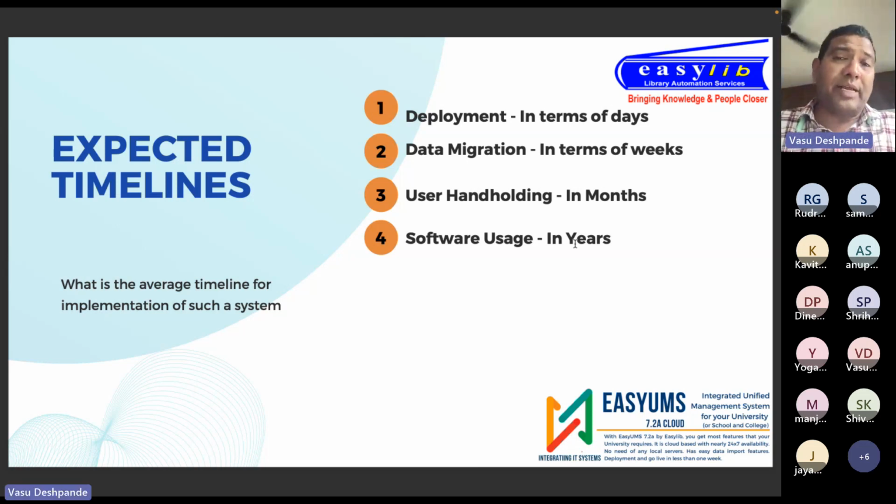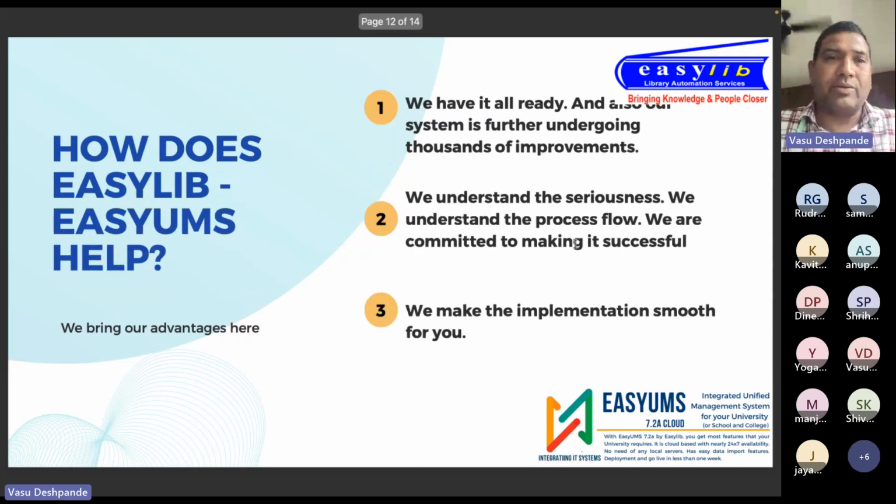And the last portion that I covered right in the very first slide, the life of a student life cycle system, you should plan it for at least 10 to 20 years. It's not like you get it today and then if you don't like it, you change it tomorrow. It's not going to be the case, right? So it's going to be in years. So this is the timeline. Deployment in terms of days, data migration in terms of weeks, user handholding for a few months, and software usage for years together.